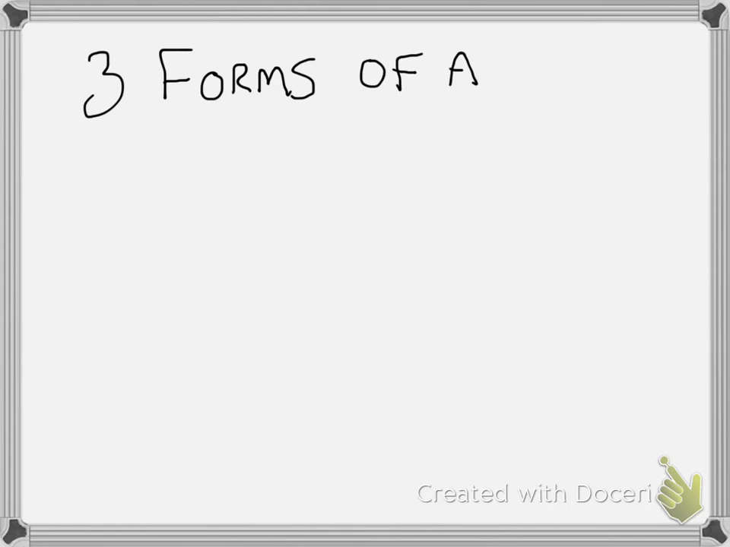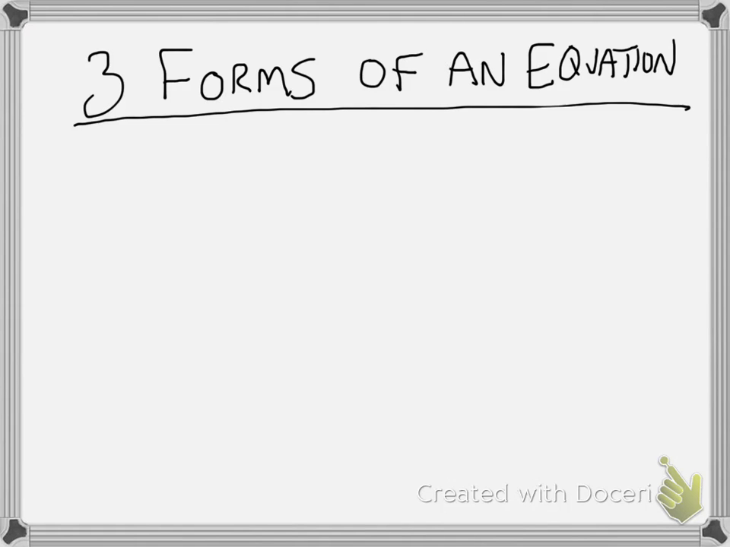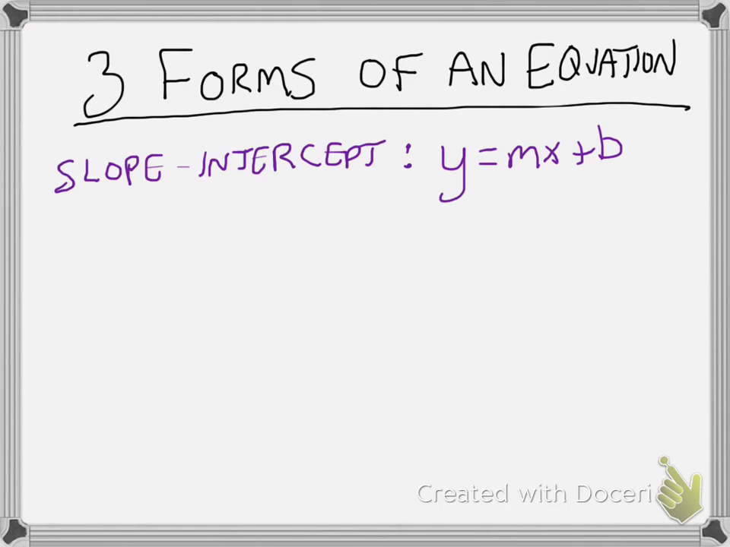So we have now talked about 3 forms of an equation. We've talked about slope-intercept form, and slope-intercept form is y equals mx plus b. We know in that, just like always, m is our slope. B, although we don't really know why, b stands for the y-intercept, so it's where the graph will cross the y-axis. So it's called slope-intercept, slope and y-intercept.